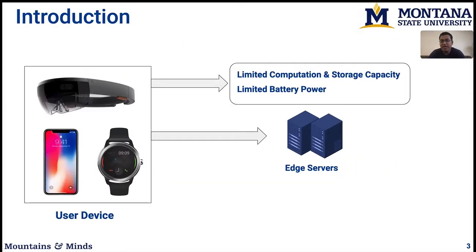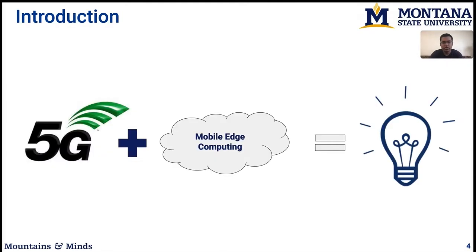We know that a user device has limited computation, storage, and battery capacity, so the user device needs to offload the task to nearby servers. If we consider the cloud, the round trip time between the user and the cloud is high, so the user needs to offload the task to the edge server, which is deployed near the user. For low latency services, if the user uses 5G and mobile edge computing services, they can get very low latency.